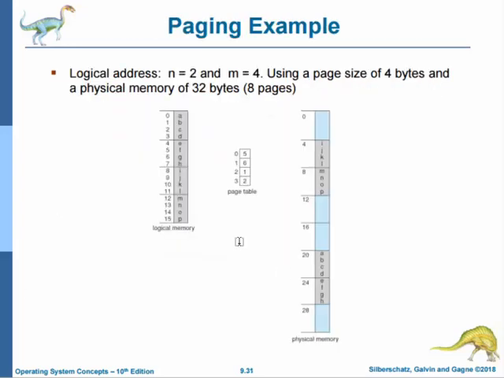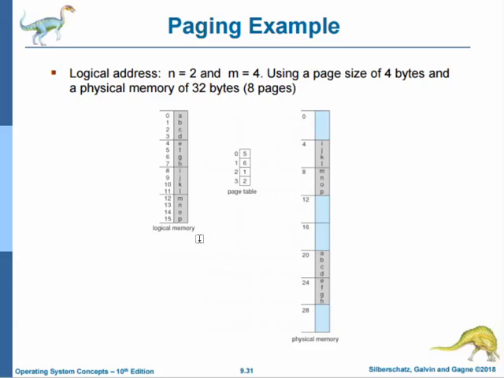As a concrete example, consider the memory in this figure where n is equal to 2 and m is equal to 4. So using a page size of 4 bytes and a physical memory of 32 bytes or 8 pages, we can show how the programmer's view of memory can be mapped into physical memory.